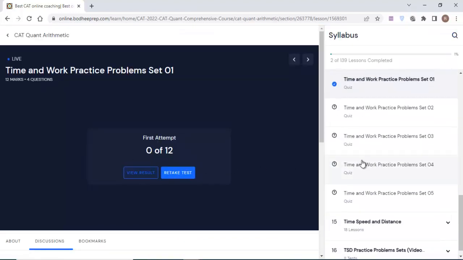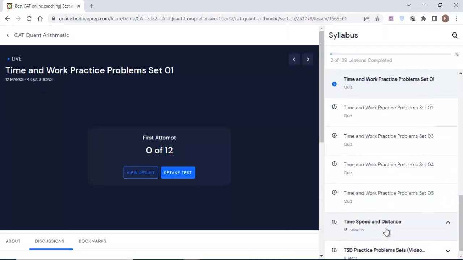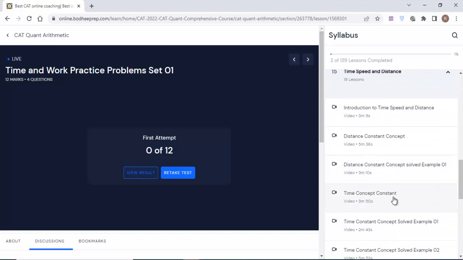Because this topic is from arithmetic, you will find at the bottom the concept of time, speed and distance, wherein all the concepts, right from the very elementary level to the advanced level, have been given with ample solved examples. I have filled this topic with a lot of solved examples. The reason is that just knowing the concept is not sufficient here.